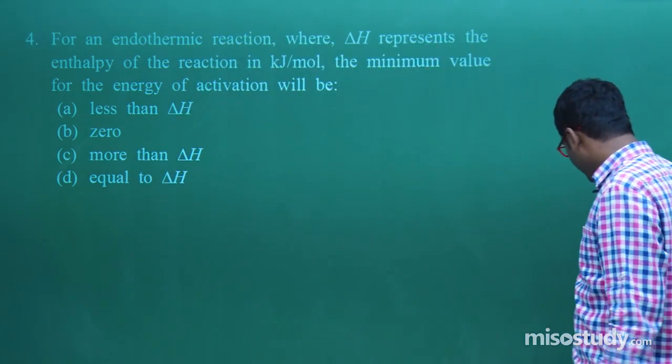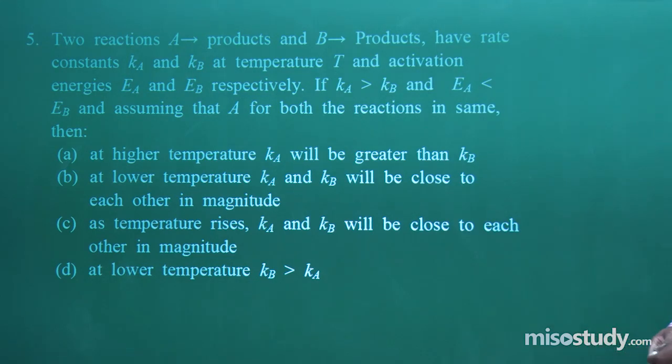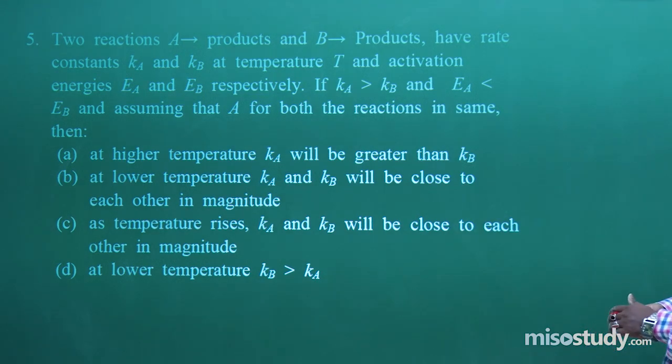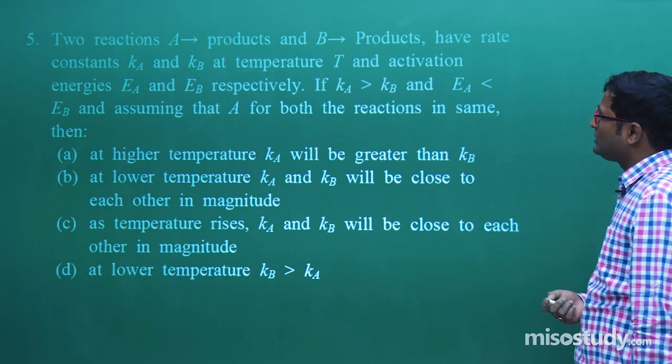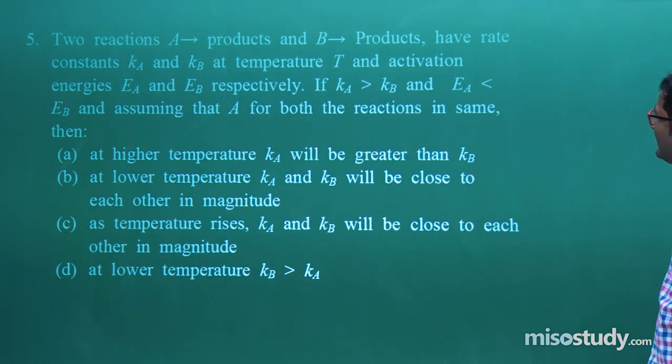What I am telling, what will happen in this case, check it out. For question number 5, look at two reactions, A gives product and B gives product, having rate constants Ka and Kb at temperature T, and activation energies EA and EB. If Ka is greater than Kb and EA is less than EB, assuming that A for both the reactions is the same, then what will happen?